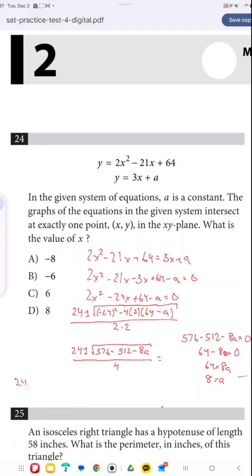That means my final answer is going to be 6. So the final answer is C. Now the trick here is, after you figure out the square root and made that 0, when you rewrite it, you can ignore this portion here, because we know that that's going to be 0. So then you're just left with 24 divided by 4, which is going to be 6.